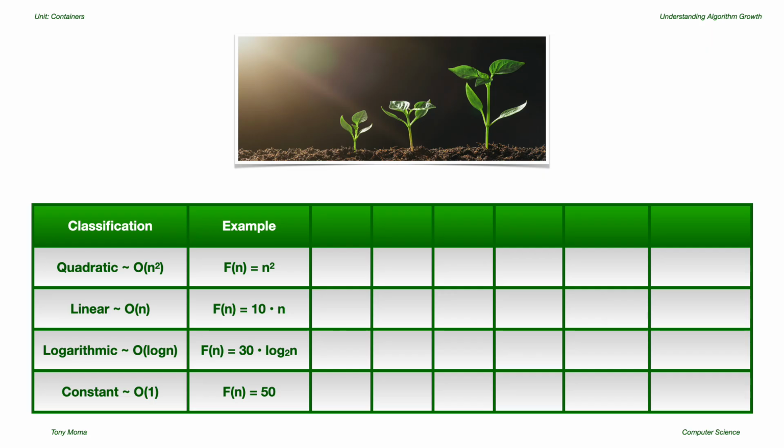Then in the second column, we have example running times for each classification. We have a quadratic runtime, a linear running time, a logarithmic running time, and a constant running time. And then what we're going to do next is evaluate each of these running times for different input sizes and compare them. Starting with 2. When n is equal to 2, n squared equals 4, since 2 squared is 4. Next, 10 times n will give us 20. 30 times log base 2 of n would give us 30. And for the constant running time, we'd simply get 50.